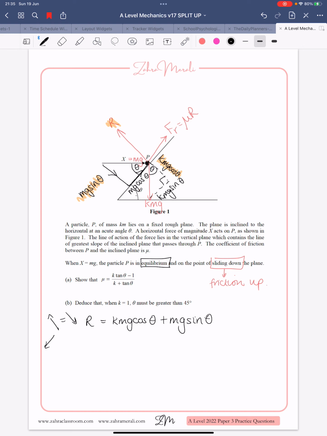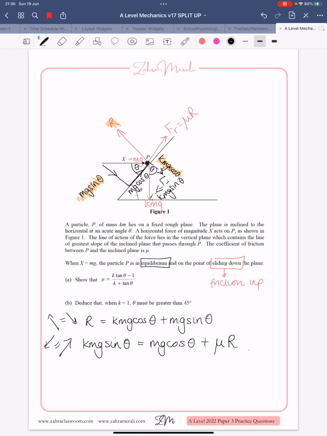So if we're going that way and that equals that way, we have going down the slope. Remember that this is going this way and this way because we're going from the top of the arrow to the bottom, so down and across. So we've got kmg sine theta, and the only other force we've not used is mg cos theta and mu R.